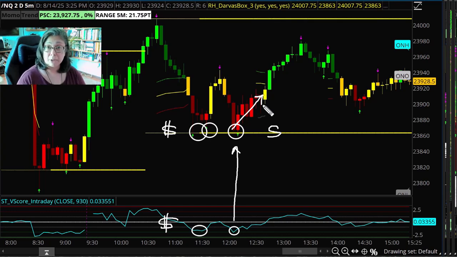When you use volume in this way, it is super powerful, and you're going to get a confirmation of the likelihood that traders are already there.